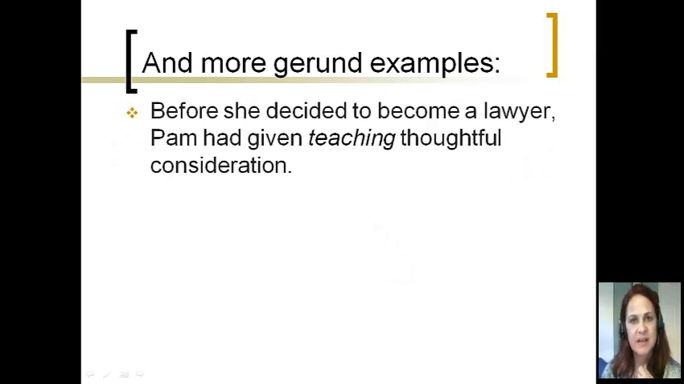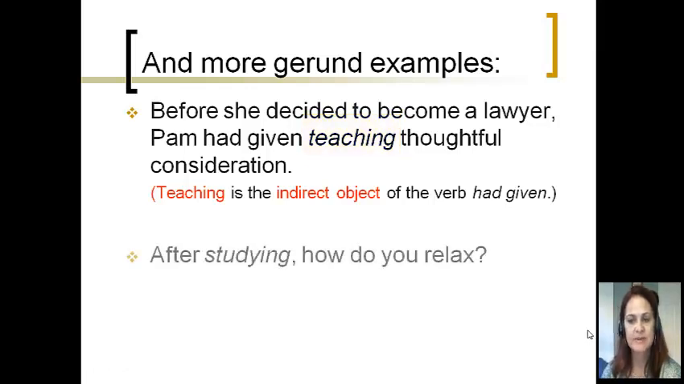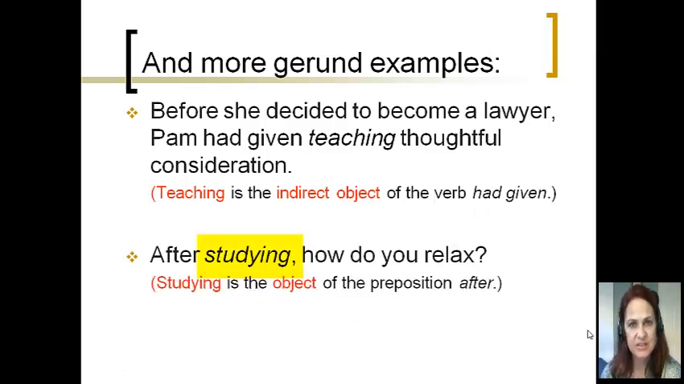Before she decided to become a lawyer, Pam had given teaching thoughtful consideration. In this sentence, our gerund is teaching, and it's functioning as an indirect object of our action verb given. And our last example is after studying, how do you relax? Well, in this sentence, studying is our gerund, and it's functioning as an object of the preposition after. So you can see we have gerunds used as subject, as predicate nominative, as an indirect object, and as an object of the preposition. All different ways it's been used.